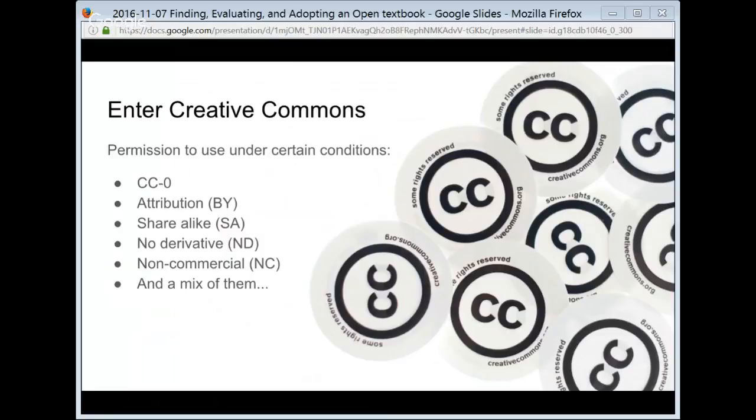With Creative Commons licensed material, you as the educator have a very clear sense of what you are able to do with the work that you find with one of these licenses. So let's go through them quickly, and then we'll talk a little bit about the implications as far as fair use goes.